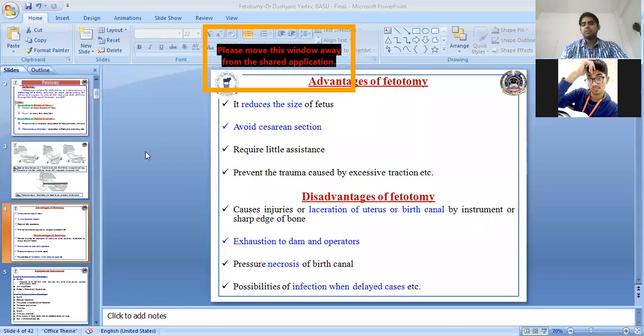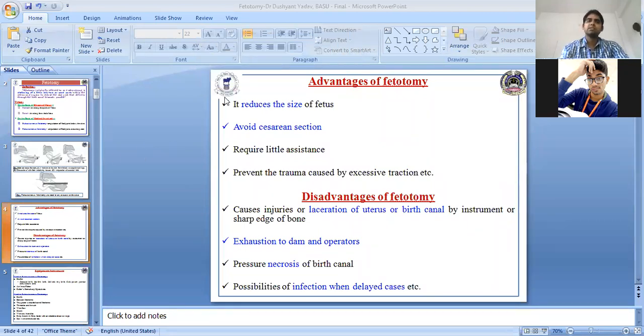But some disadvantages or limitations are there. Rather than disadvantage, it is a limitation. What is the limitation? Sometimes laceration of the birth canal occurs when they use fetotomy, laceration of the uterus or birth canal. In the next slide, you will see how the laceration and other things come about during fetotomy. And most importantly, the exhaustion of the dam and the operators.